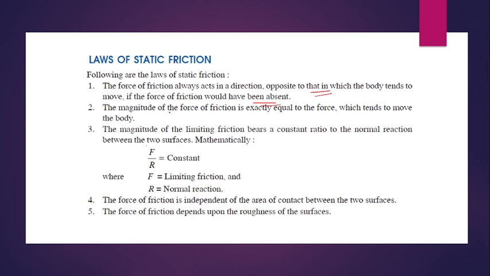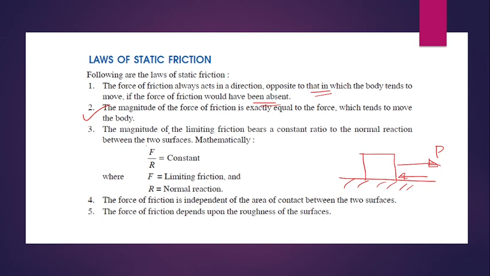And the second law, the magnitude of the force of friction is exactly equal to the force which tends to move the body when the body is at rest. We can say that if a body is resting on this particular surface, and we are applying an external force P which tends to move this body, and the body is at rest, that external force must be equal to the frictional force developed between these contact surfaces. That is the second law.